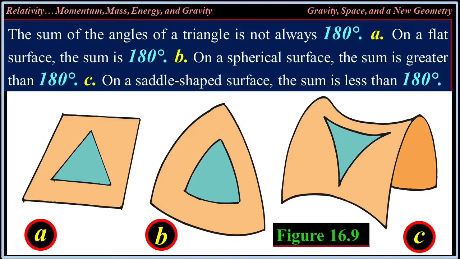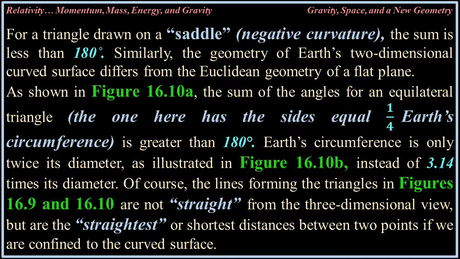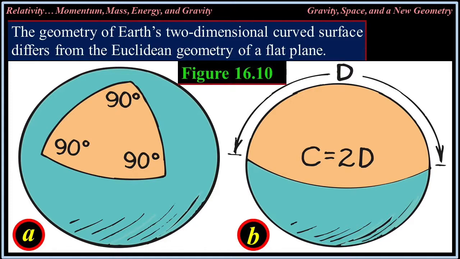Similarly, the geometry of Earth's two-dimensional curved surface differs from the Euclidean geometry of a flat plane. As shown in figure 16.10a, the sum of the angles for an equilateral triangle, the one here has the sides equal to 1/4 Earth's circumference, is greater than 180 degrees. Earth's circumference is only twice its diameter, as illustrated in figure 16.10b, instead of 3.14 times its diameter.